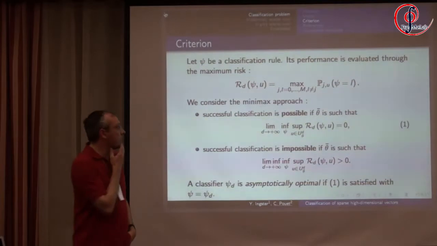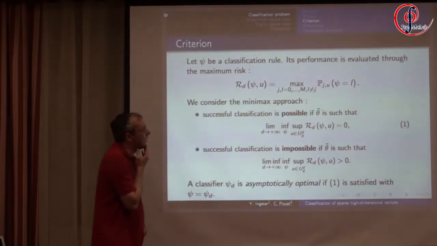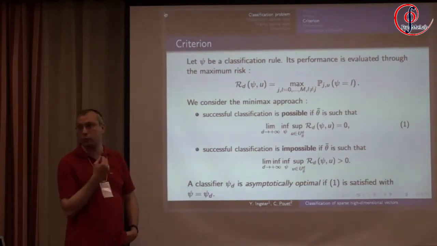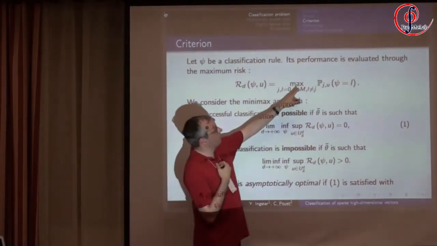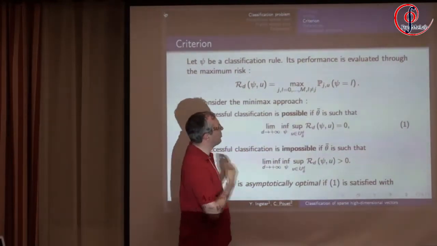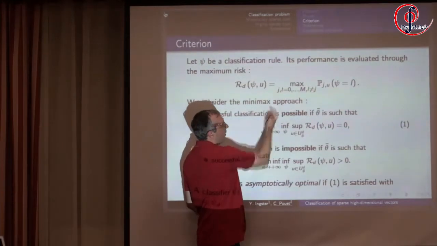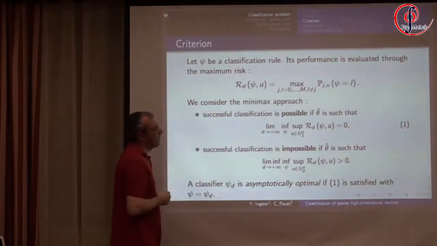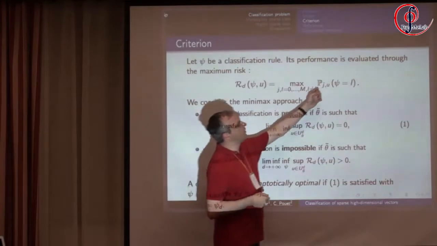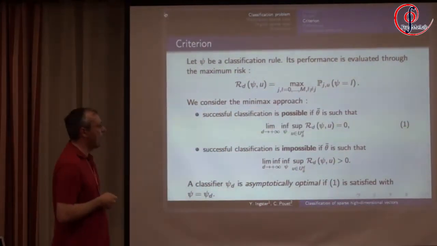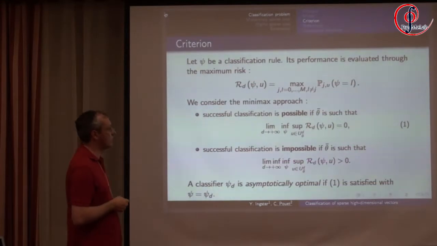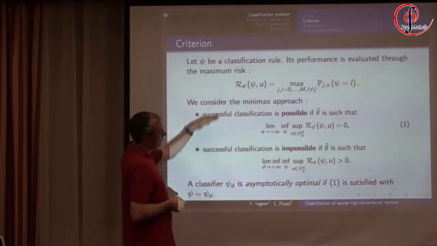So our criterion, as usual for classification here, is we are going to take the maximum risk. That is to say, we are going to compute the maximum for all l and j among all the population of the probability that the classifier makes an error. And we will consider the minimax approach.